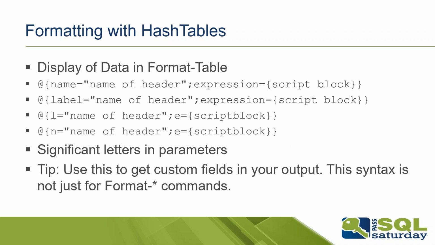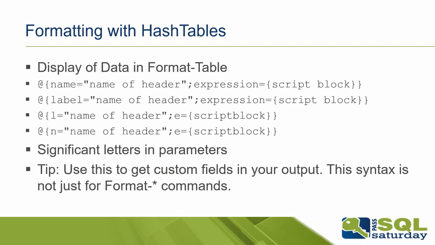Hash tables. This is another tip that is useful, and I'm starting to use it a lot more with custom objects and with objects that don't have these properties, but I want them to return, and that is using a hash table. So a hash table basically is a name and value pair, and the display of format table or the reality of a column is that it needs two properties. One is name and one is expression. Now there is an old way to do that, and that's label. So you can do either label or name, and they both work. And then the expression is a script block.